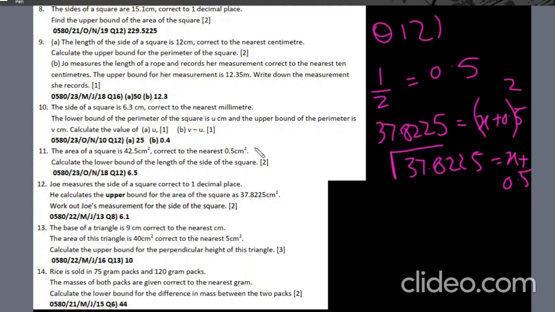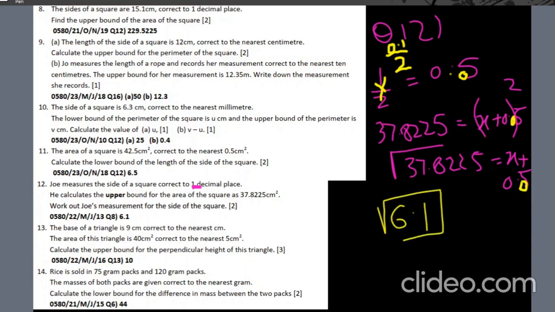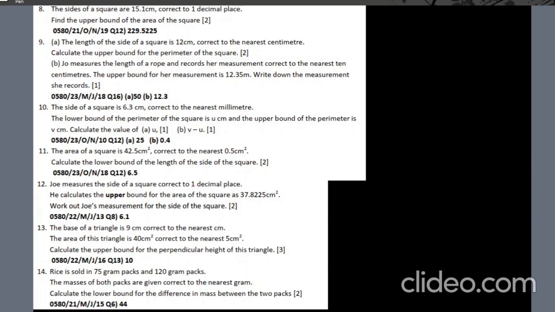Oh, there's a mistake in this question again. This was 1 decimal place. So 1 decimal place is 0.1. So 0.1 over 2 is 0.05. This is also 0.05. Then we'll subtract 0.05 from the square root of that value. So the square root of 37.8225 minus 0.05, which is 6.1. Yes, this is the answer for part 12. 6.1.